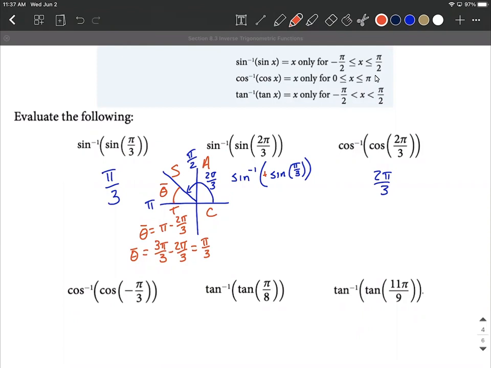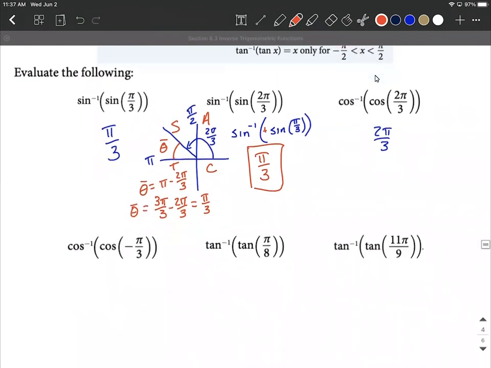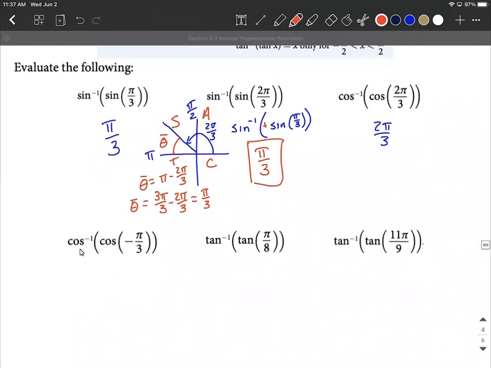So we're going to get that really nice canceling out here. That's just going to equal pi over 3 is our solution for this one. All right, let's take a look down here at the bottom. We have cosine inverse of cosine of negative pi over 3.